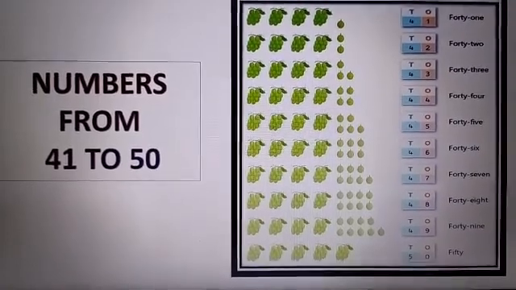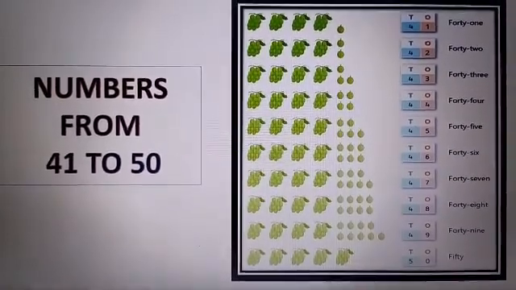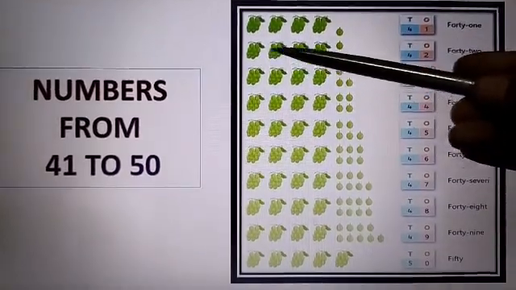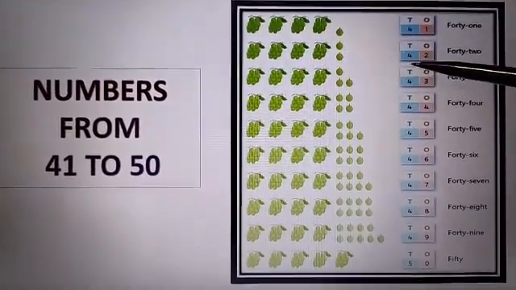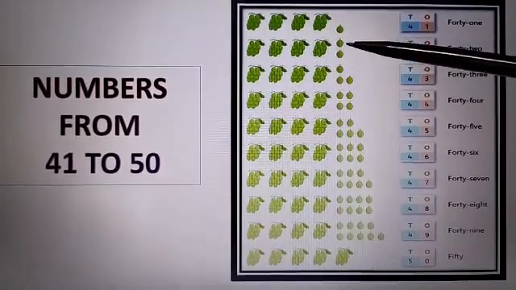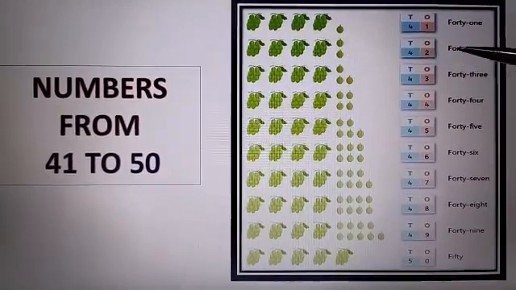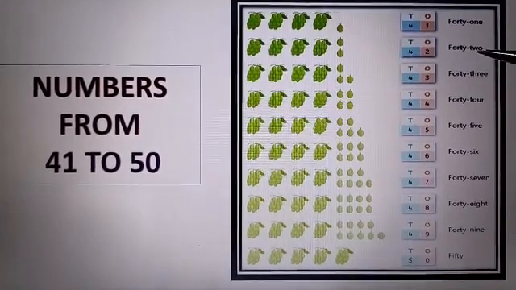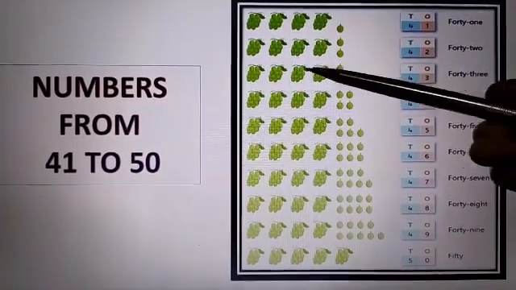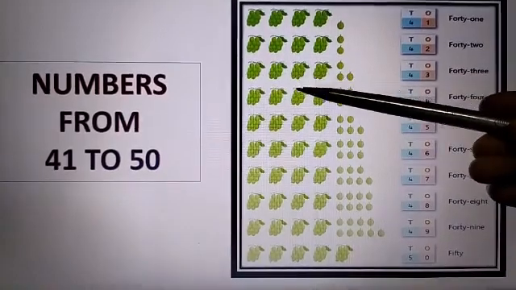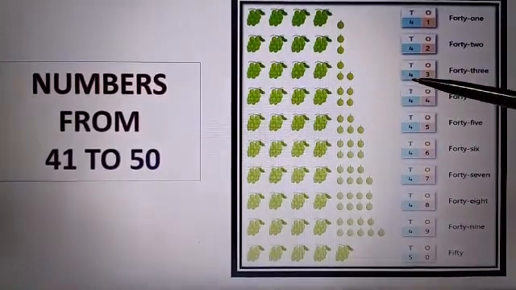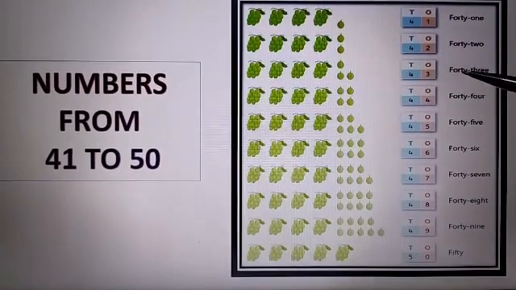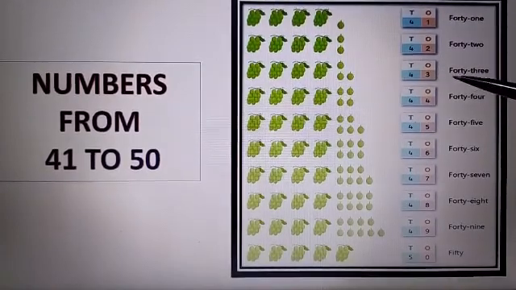F-O-R-T-Y 40. O-N-E 1. Next. Again 4 bunches, 1, 2, 3, 4. 4 tens and 1, 2, 2 ones. That is 42. F-O-R-T-Y 40. T-W-O 2. Next. 1, 2, 3, 4. 4 tens and 1, 2, 3. 3 ones. That is 43.